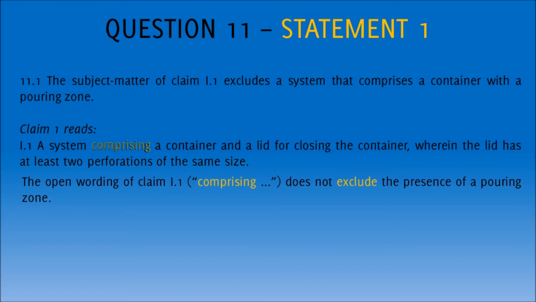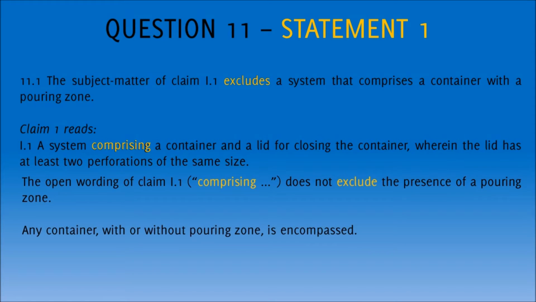And the keyword here is really that you have, on one hand, comprising in the claim, which is a kind of open wording. So it defines which things at least have to be present in the system to be part of the claim, being a container and a lid with certain features. But comprising, as it is such an open wording, does not exclude the presence of a pouring zone or a container with a pouring zone. And therefore, any container in the end, with or without pouring zone, is of course encompassed in the system. So the statement is wrong.